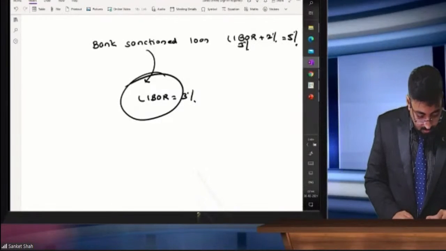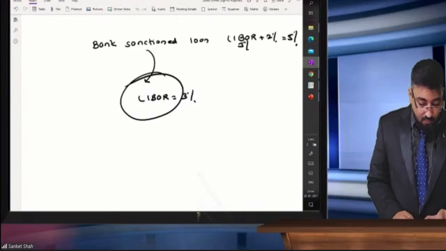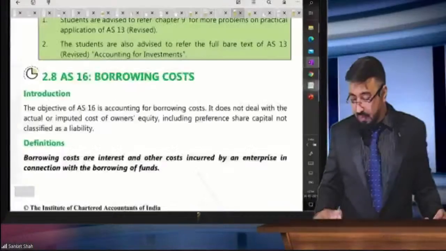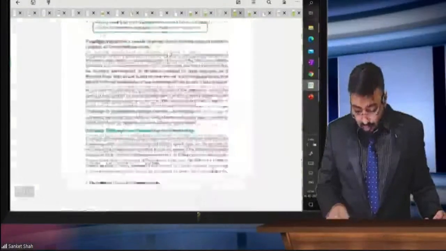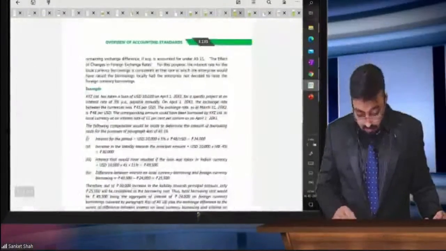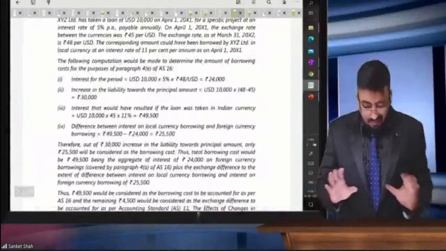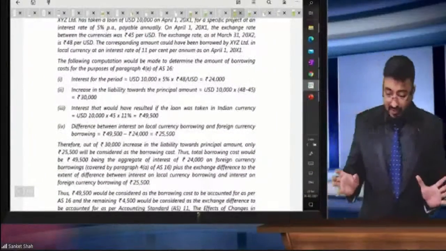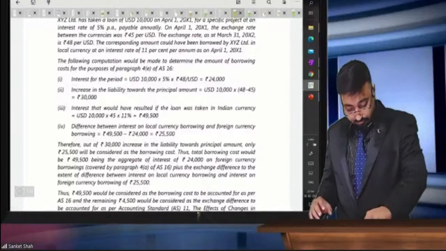Shaurya is asking, sir, can we present? Yes, better, no problem. And if you understood the logic of this problem, you can present it in the ICAI way. The ICAI way is slightly difficult. I won't say it is always difficult.